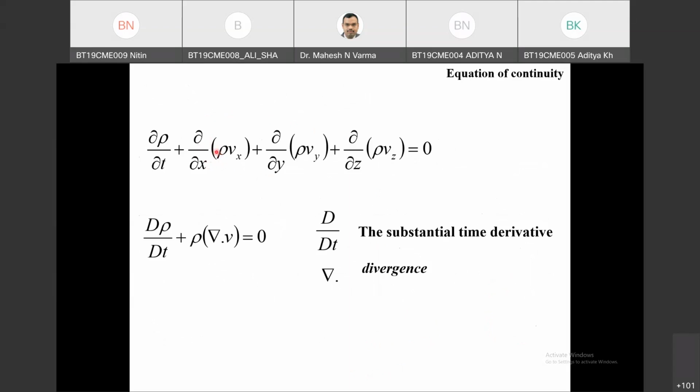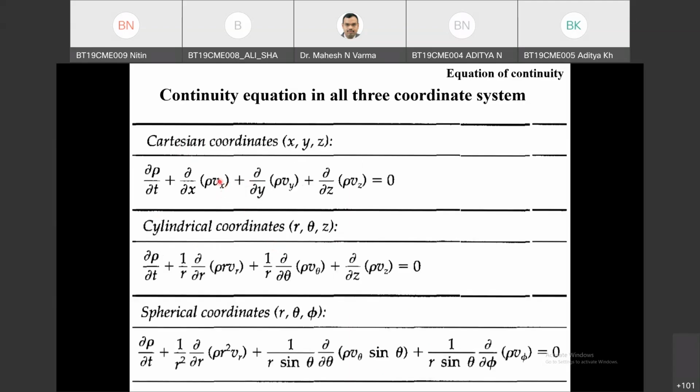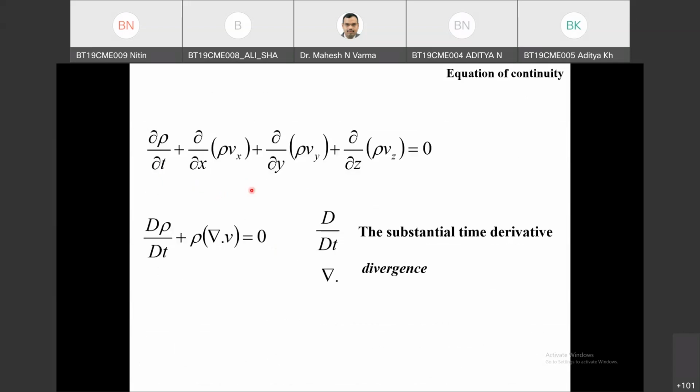This can be written as the divergence of rho into V, and this will be the substantial time derivative of density plus density into divergence of velocity equals 0. That is again another form of the equation of continuity. So these are the equations of continuity for Cartesian coordinates. Now you can see the importance of these mathematical operators. So this is d rho by dt plus divergence of rho into V equals 0.